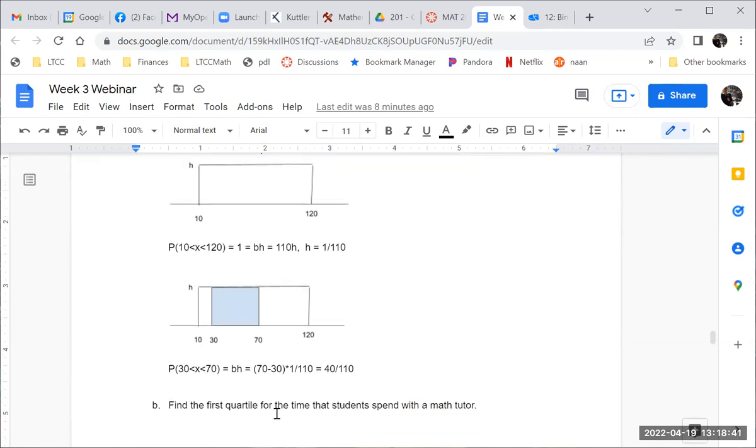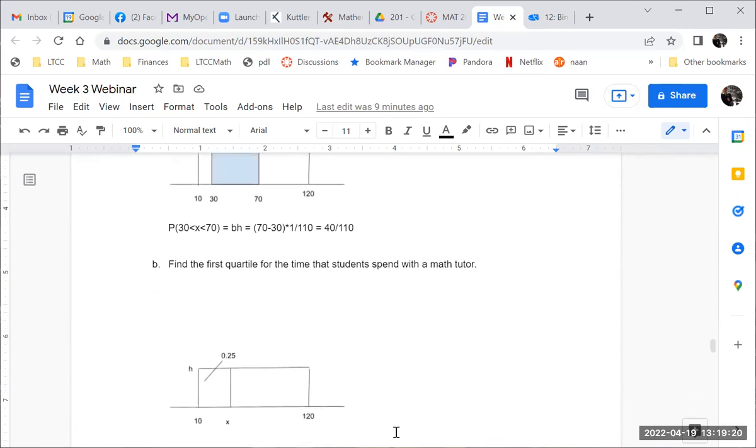Find the first quartile for the time that students spend with a math tutor. Okay, so what's the definition of first quartile? The first 25%. Yeah, 25. It's the lowest 25% of whatever sample you're looking at. Right. So 25% are at or below that number. Does that make sense? So then I can draw a picture, and the picture is really important.